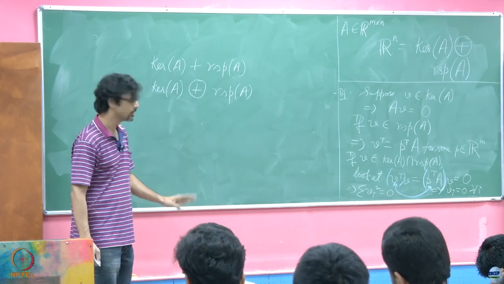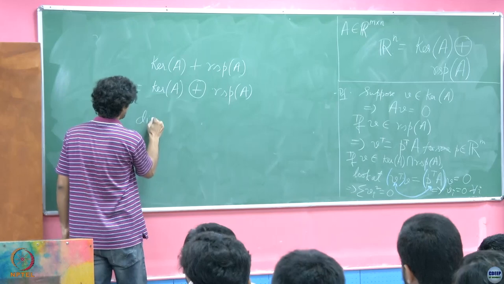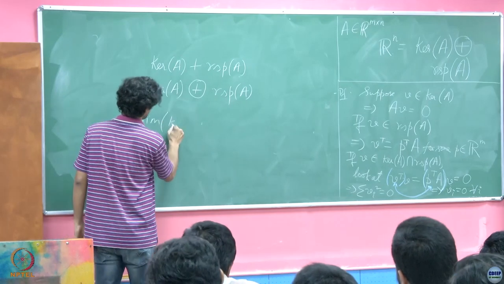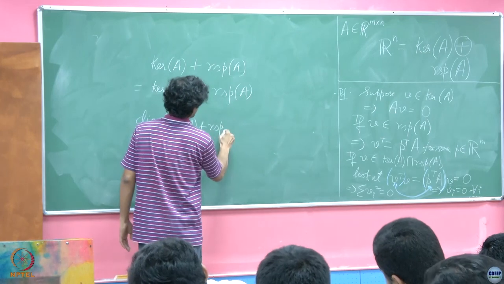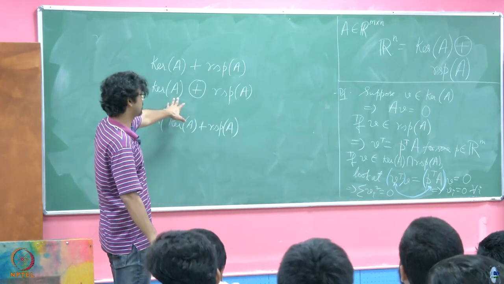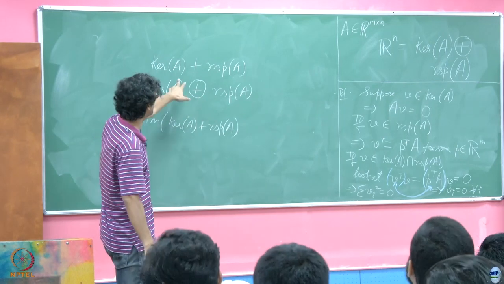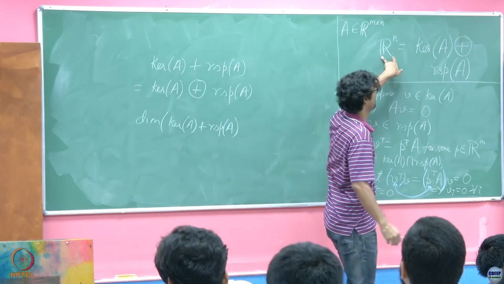So far, so good. What else do we know? Recall that the dimension of kernel A plus row span A. So this is sort of telling you that this is equal to this, but I have not yet shown that this must be equal to this.